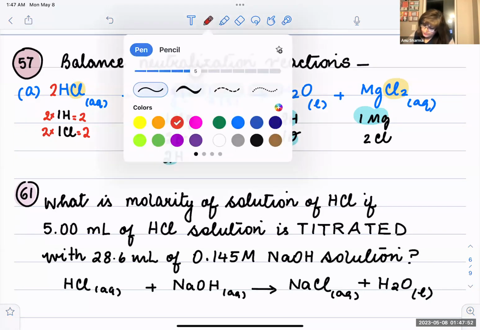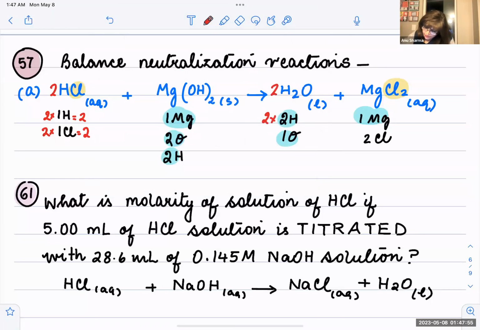So 2 oxygen. If we make this 2, wait a minute here. So this becomes 4 hydrogens, and we have 2 oxygens. So 4 hydrogens. So we will have to change this. So 2 and 2 and 2. So that makes 2 magnesiums, 4 oxygens, and 4 hydrogens.